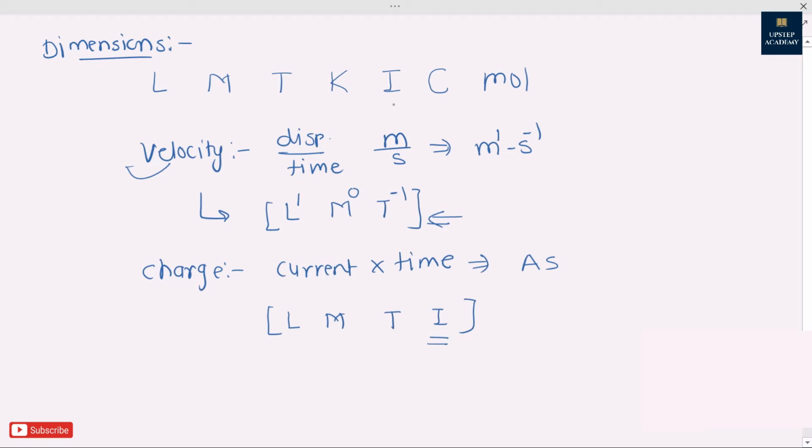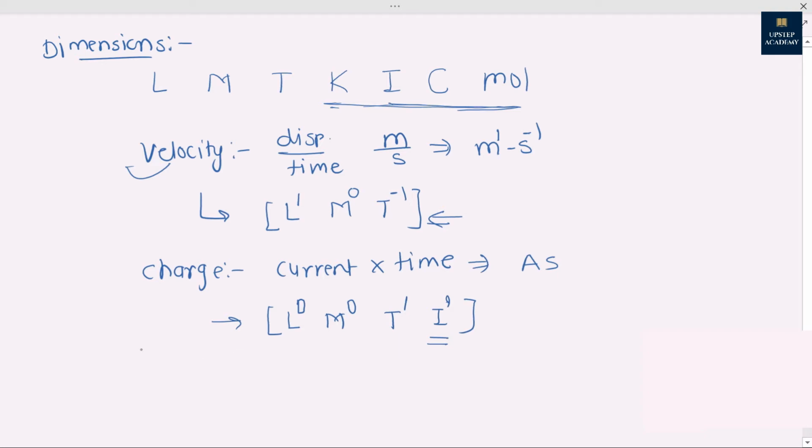Here are the symbols of those quantities which we can take. So what will be the dimensions? As length is not present in the formula of charge, so 0. Mass is also not present, therefore power of mass is also 0. Time present, so time raised to 1, and current also present, so current raised to 1. So this is the dimensional formula of charge, or simply we'll call it dimensions of charge.